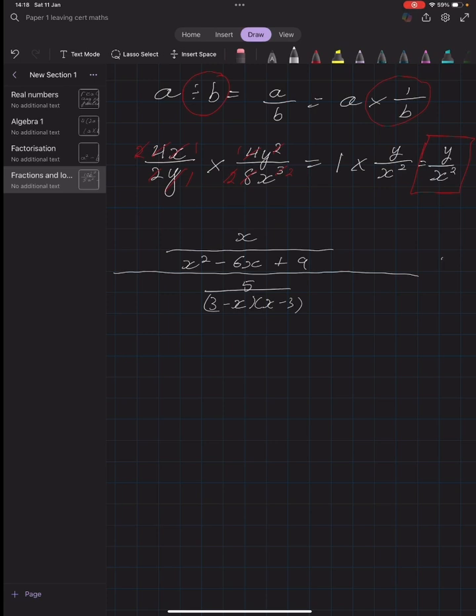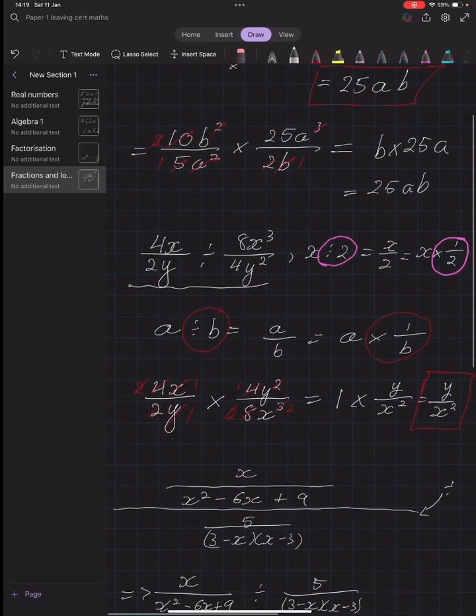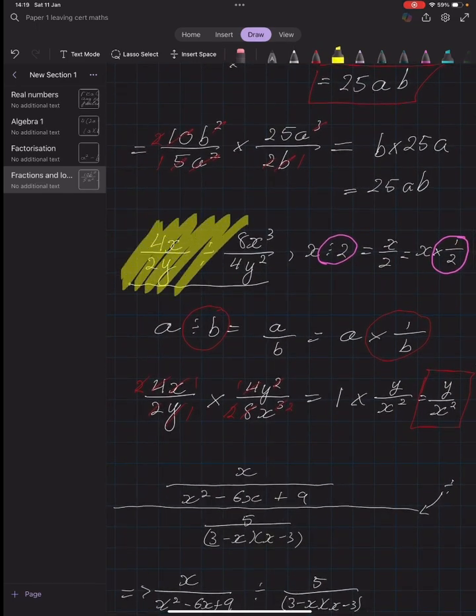First of all, this thing here is the same thing as division. Okay? So what this thing is saying, this is saying we want x over x squared minus 6x plus 9 divided by 5 over 3 minus x, then minus 3. That's what we want. And you say, okay, fine. How does that help us? Well, the reason that helps us is because that's exactly what we had just a second ago. This. That's exactly what we just had.